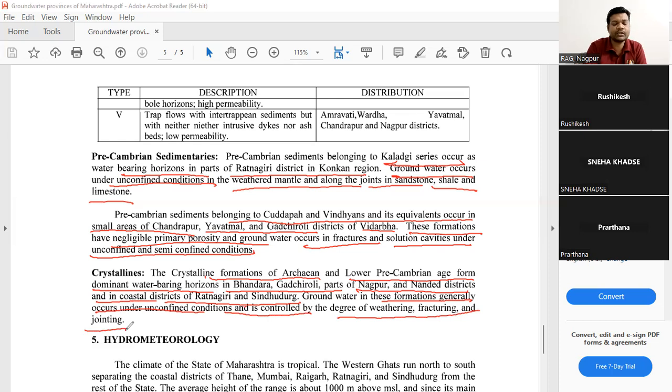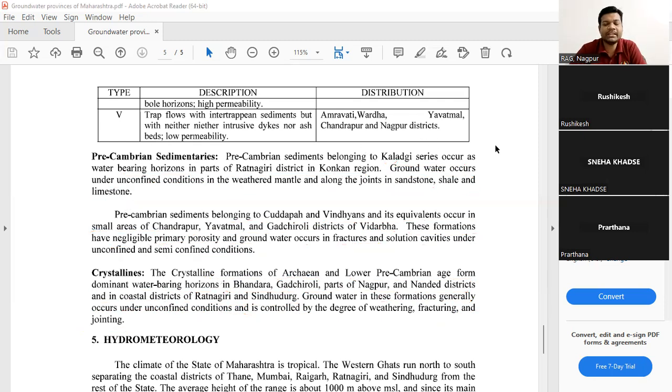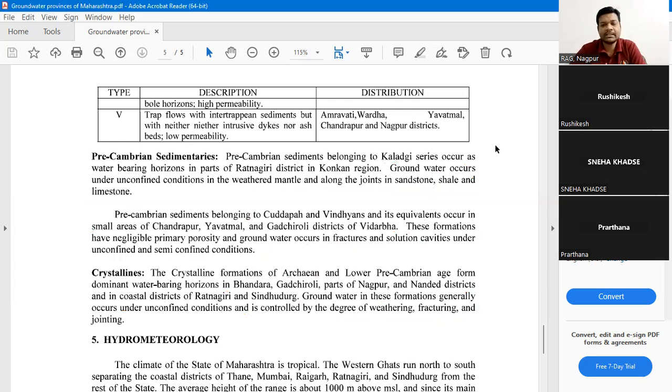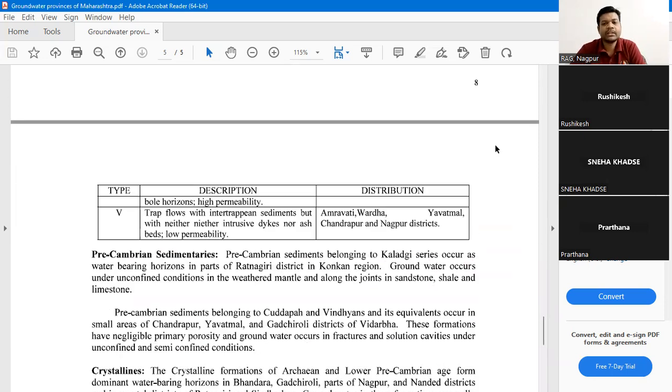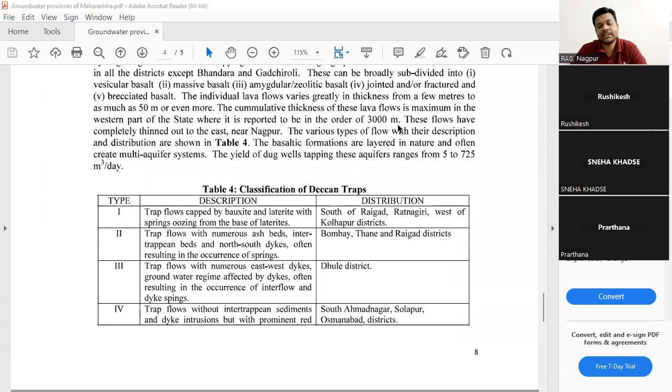Wherever these rocks are fractured, jointed, or weathered, then and only then will they contain water. Inherently, they do not have any tendency to store water. Majorly, these rocks are metamorphic, and hence they don't have much tendency to store or hold water. So these are the three hydrogeological provinces in Maharashtra.